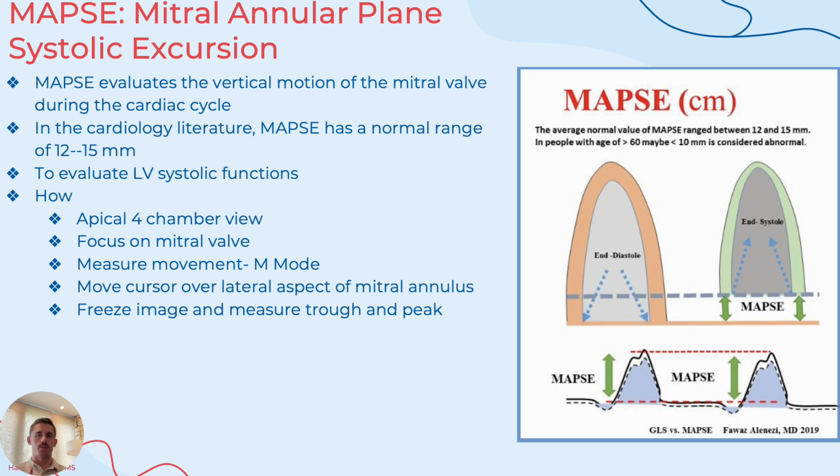Once we've focused it on the mitral valve in that apical four-chamber, with the ventricular and atrial septums perpendicular to the ground in a horizontal or parallel plane, we move the cursor over to the lateral aspect of the mitral annulus and then freeze the image. Then we can measure the trough and peak, so the end of diastole and the end of systole, where that mitral annulus actually is. Taking that measurement, we can evaluate whether it's low or normal. Normal in the cardiology literature has been shown to be like 12 to 15 millimeters of excursion, so the difference in the systolic and diastolic location.